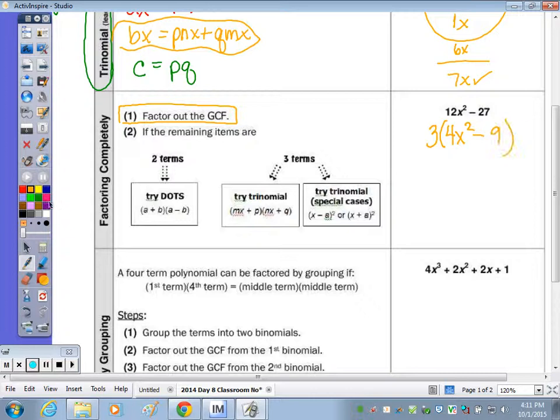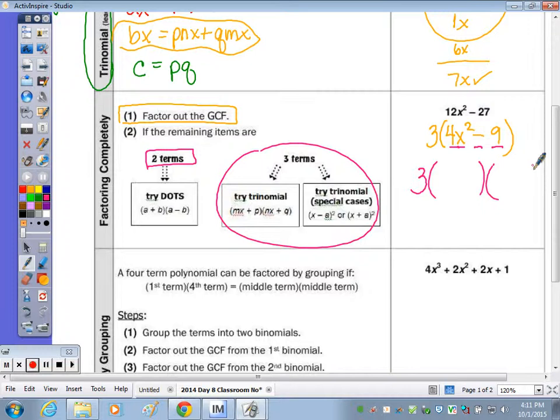Now, if it's two terms, we look for dots. If it's not, we look at our trinomial factoring. Since this is 2, and x squared is a perfect square, 4 is a perfect square, and 9 is a perfect square, and this is the difference, it's dots. So I set up my two parentheses. Don't forget to bring down the 3. So 2x times 2x is 4x squared. Opposite signs, 1 positive, 1 negative, and 3 times 3 is 9.